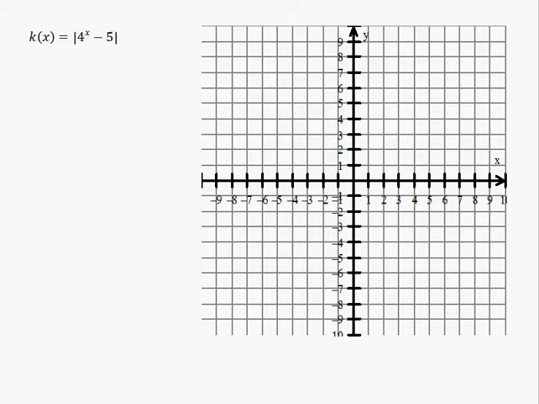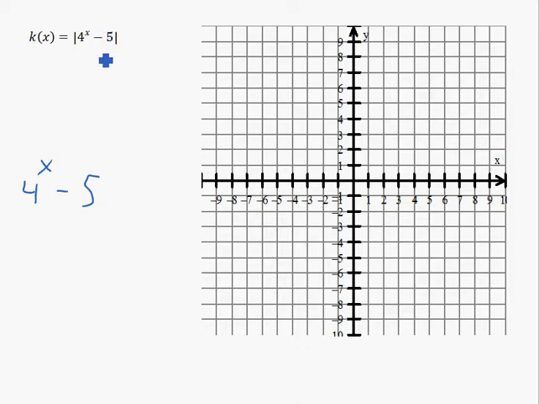Graphing another absolute value function, and again k of x is an entire function inside absolute value, so I am just going to graph 4^x minus 5 and flip the part that's below the x-axis over the x-axis, because that's what absolute value does to a graph.